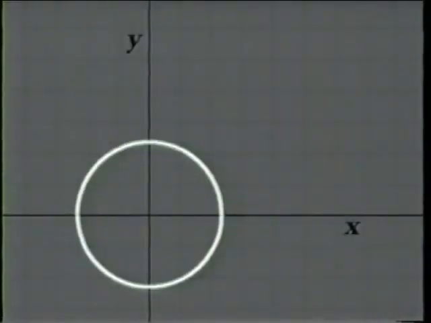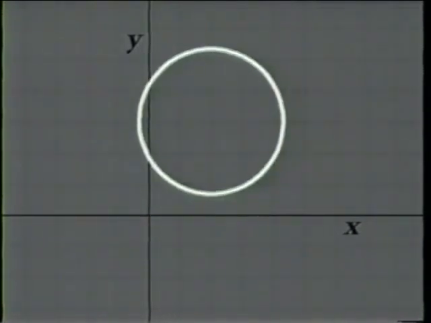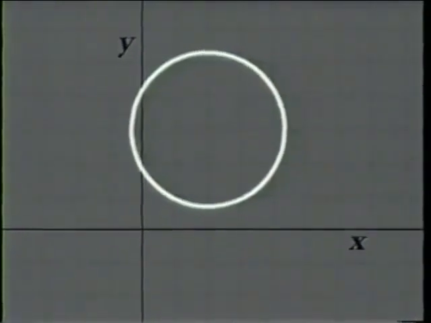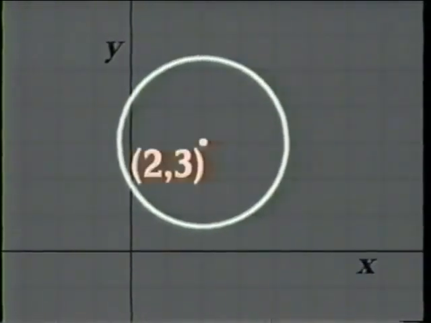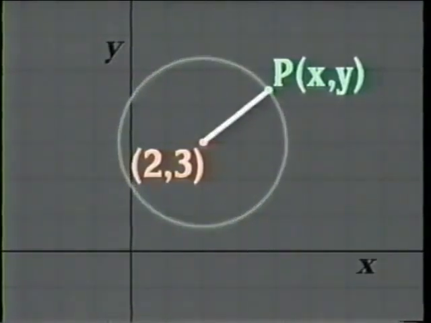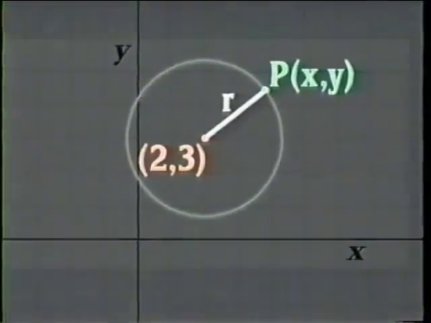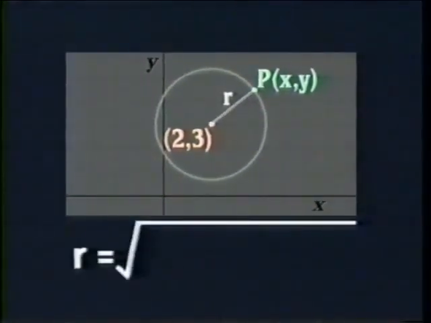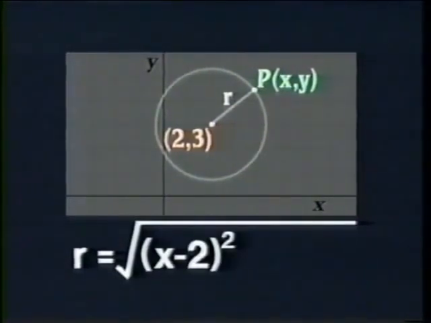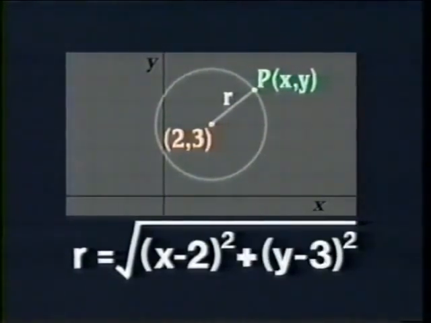But what if a circle doesn't happen to land smack on the origin? Let's say the center is at the point (2, 3). To find the distance between the center and P(x, y), use the Pythagorean theorem again. The radius equals the square root of (x minus 2) squared plus (y minus 3) squared. And again, we'll square both sides.